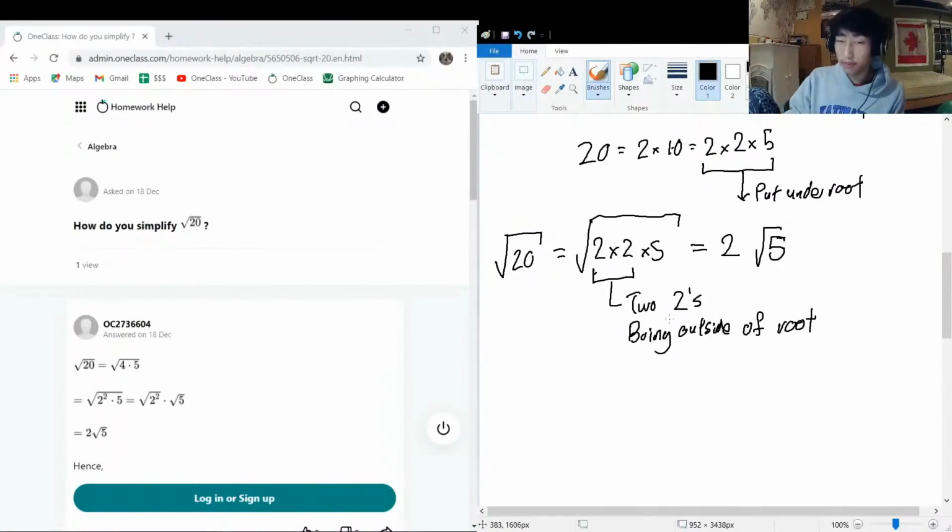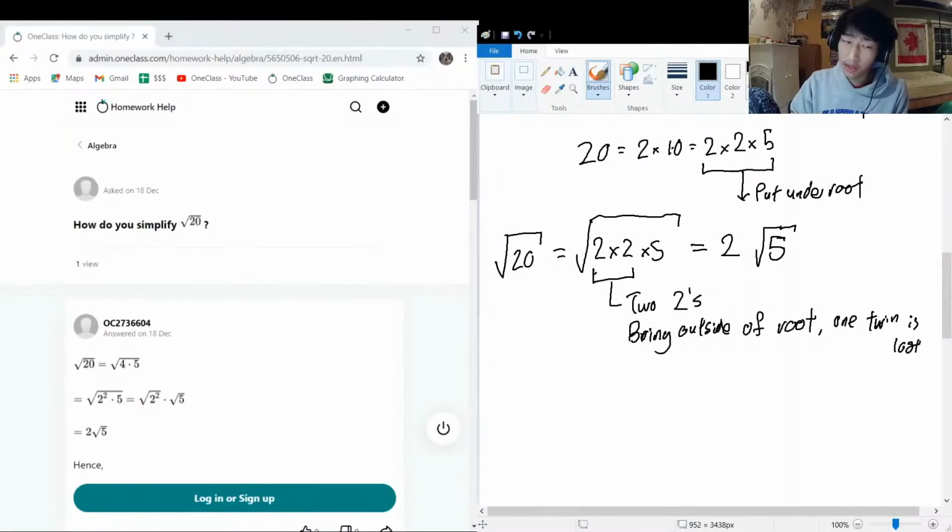Okay, so when you find twins under the root, one of the twins is going to disappear when you bring it outside. That's a nice way to think about it. Bring it outside of the root, one twin is lost, and this will be our final answer: 2 times root 5. When we look at the 5, the number under the root, could we simplify that? Can we factor 5? Not really, because 5 is a prime number. Can't factor prime numbers into anything smaller, so we can just leave it at this.